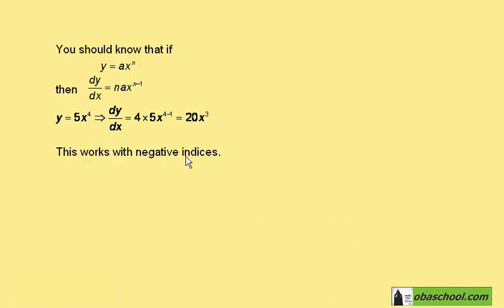This works with negative indices as well. If y is equal to 2x to the minus 3, then dy dx is minus 6x to the minus 4. The minus 3 multiplied by the 2 gives the minus 6, and minus 3 take away 1 is minus 4.